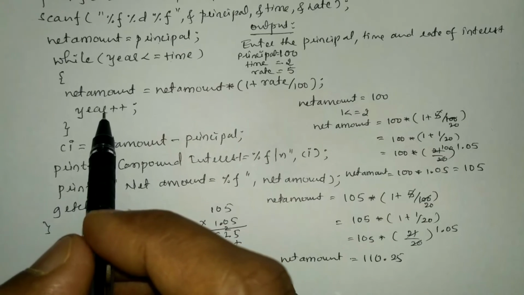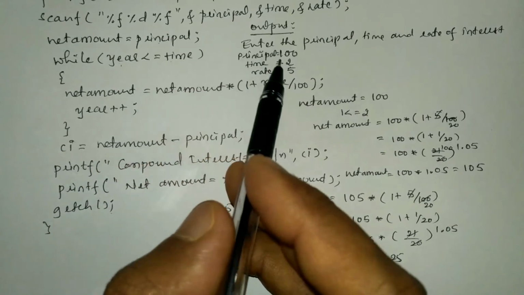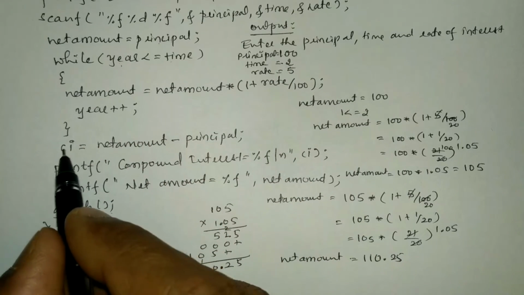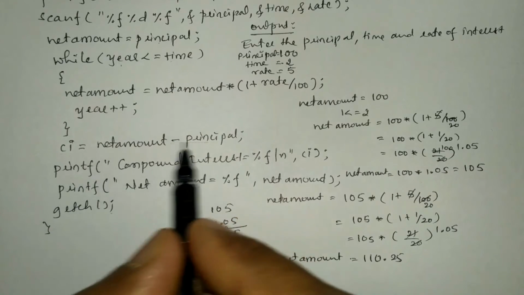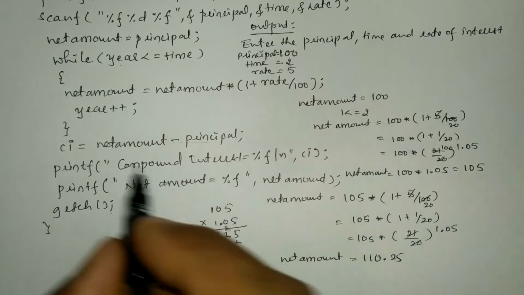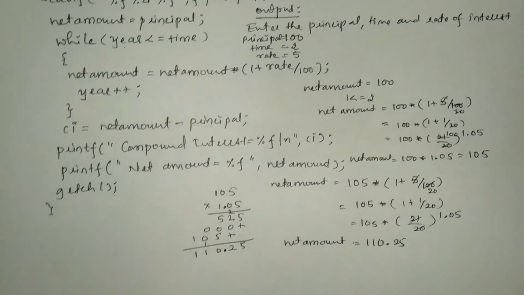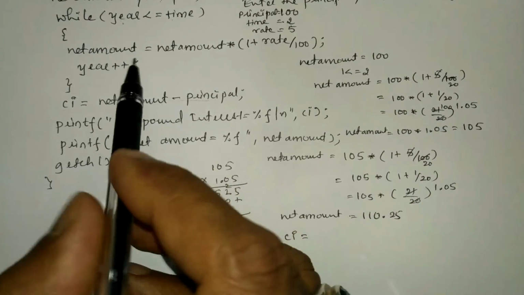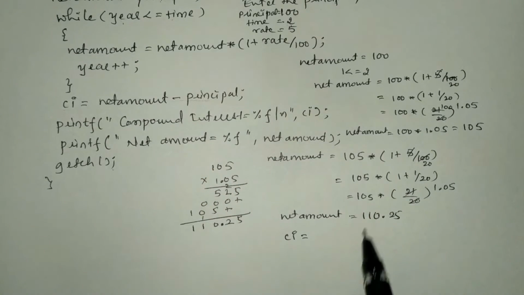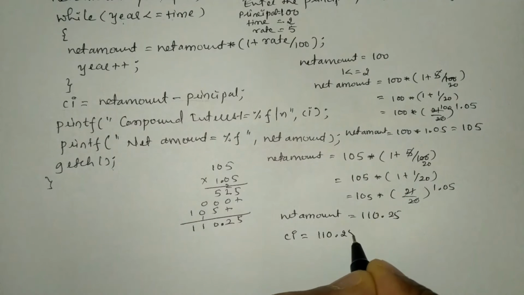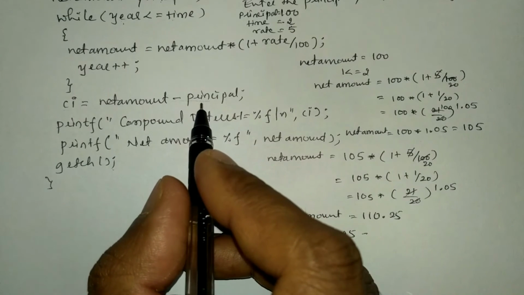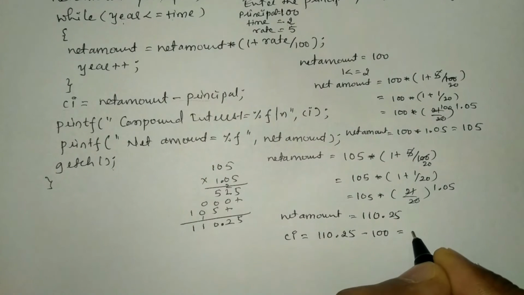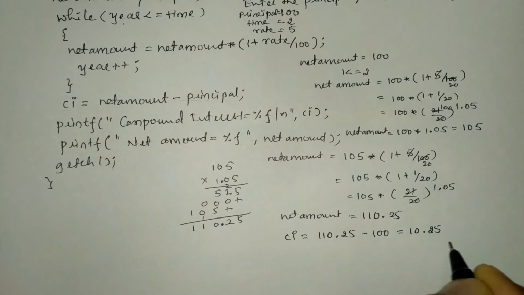Okay, now it is 3 is less than or equal to time, 2? No, the condition fails. Once the condition fails, control comes out of this looping structure and it is going to execute the next statement. What is the next statement? CI. Here I'm going to write CI, compound interest, is equal to net amount. What is net amount now? 110.25 minus principal. Principal was what? It was 100, correct? So 100 is subtracted, and you are going to get 10.25.